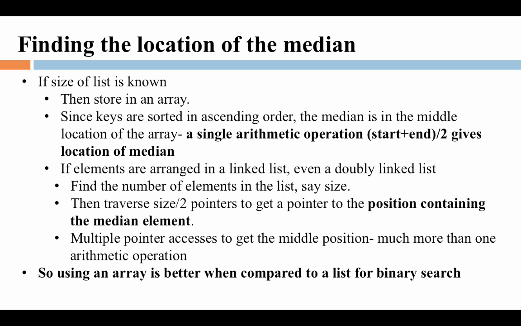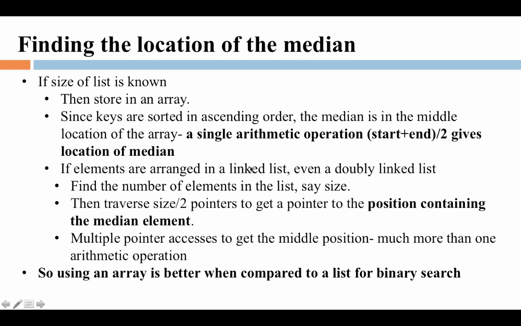Now let us consider two cases, where we assume that we know the size of the list. If the size of the list is known and if we store the sorted keys in an array of that particular size, sorted in ascending order, then the median is right in the middle location of the array, and a single arithmetic operation, which is the start index plus the end index divided by 2, gives the location of the median. It is a small exercise that each of you should complete on a sheet of paper. Check that if you want to find the middle element, it is the start index plus end index divided by 2.